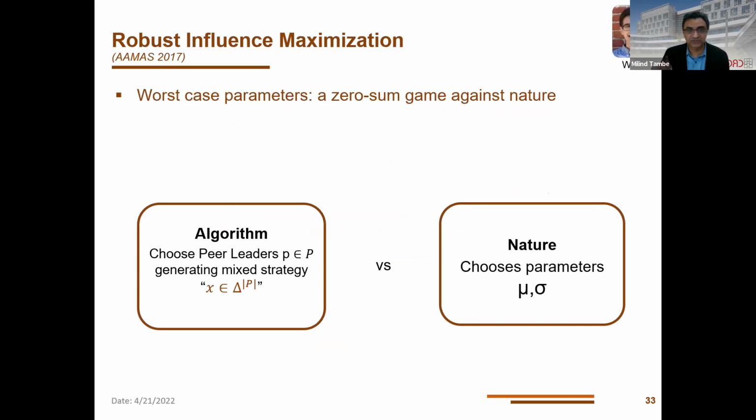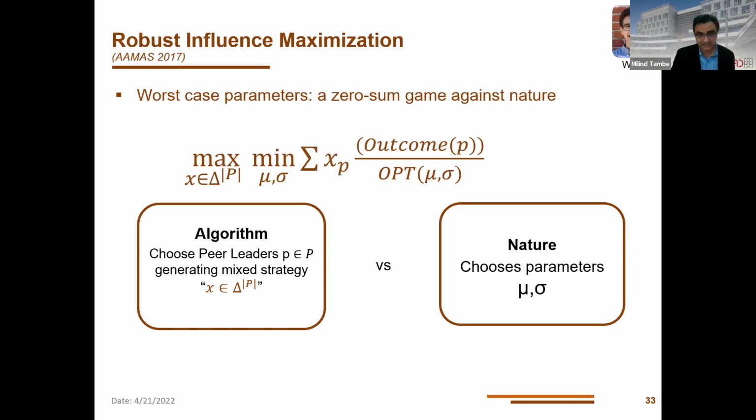maximization given this uncertainty. And we solve this problem by casting it as a zero-sum game against nature. So the algorithm is trying to choose peer leaders to maximize influence. Nature is trying to choose parameter settings to cause our algorithm to perform as badly as possible. We are trying to maximize, and nature is trying to minimize, where the payoff is the outcome of our policy compared to the optimal possible had we known nature's parameter settings in advance.